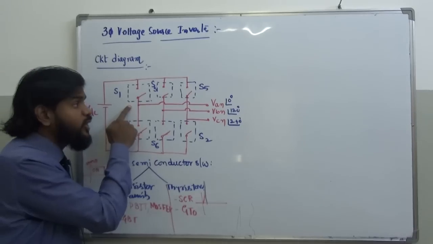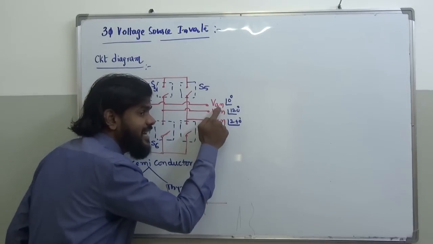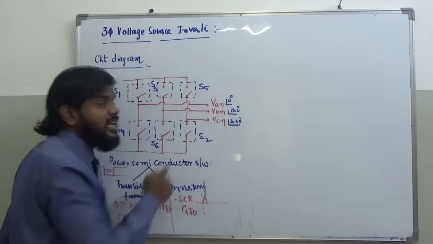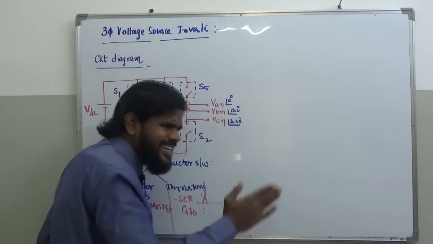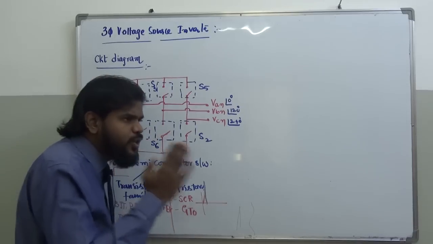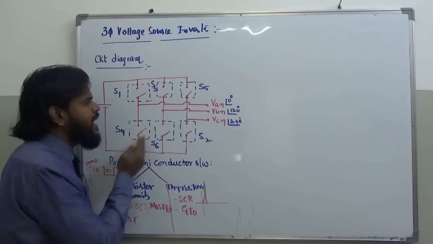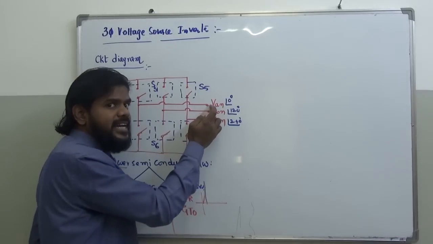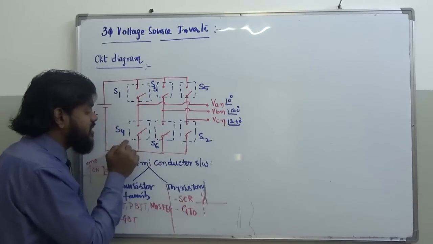That is called gate pulse, so that you can turn on S1 and then you can get a positive output phase A voltage, right? And at 10 milliseconds, let's say at 180 degrees, you turn off this S1 and turn on this S4. Thereby you can get a negative half cycle of phase A, right?